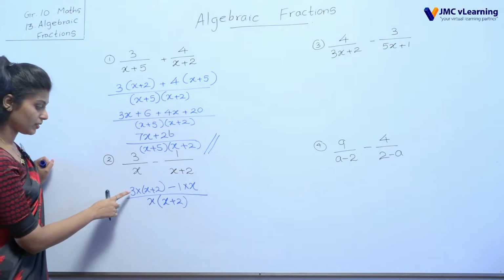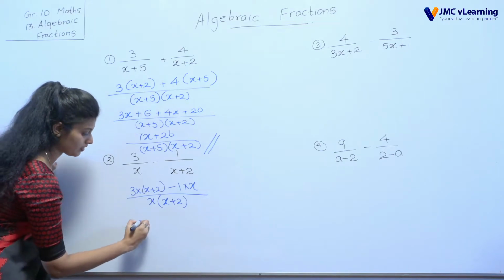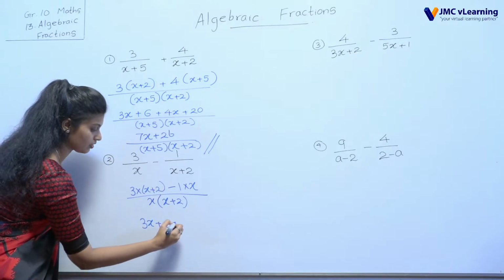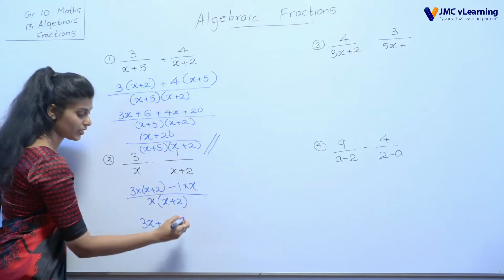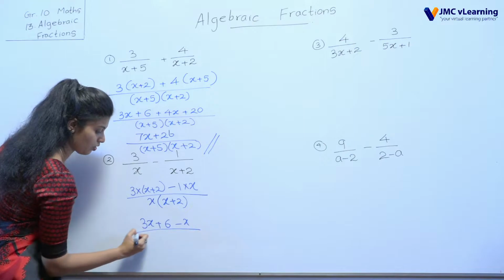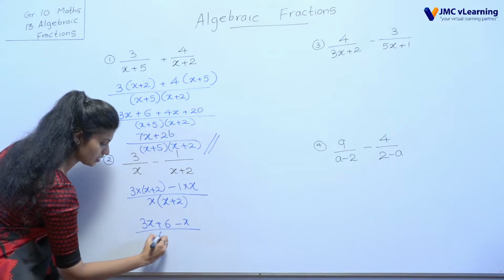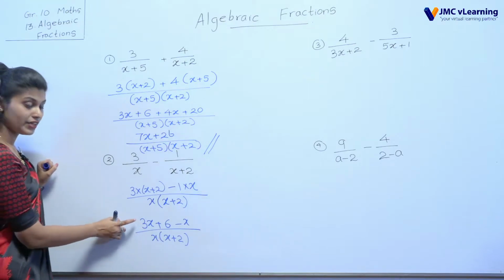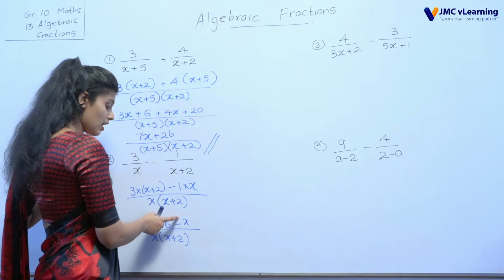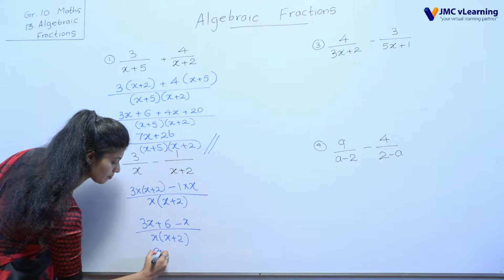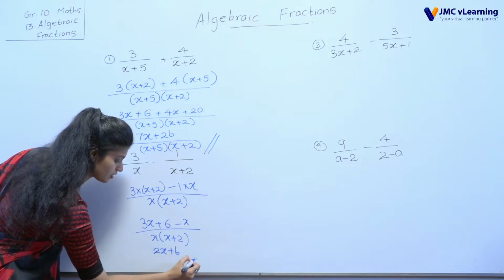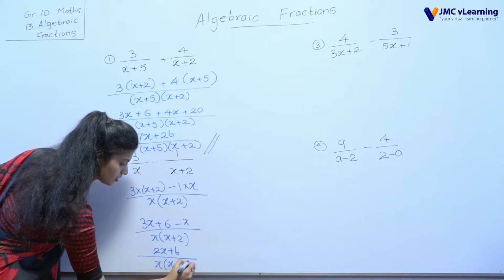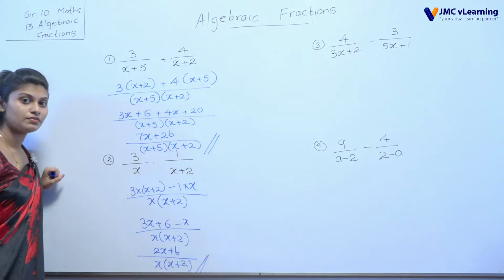Let's simplify the numerator. 3 into x, 3x, plus 3 into 2, 6, minus 1 into x, x, over x into x plus 2. Then 3x and minus x, answer is 2x plus 6 over x into x plus 2. This is the final answer.